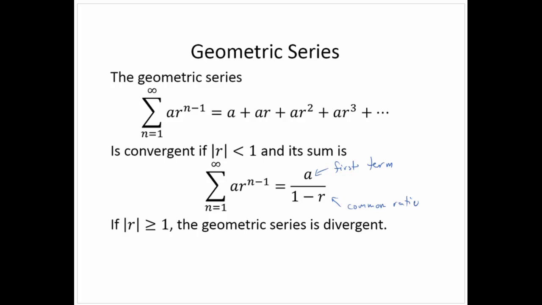So let's remember what some of this notation means. It's convergent if absolute r is less than 1. That means that r is between -1 and 1. Whereas here, absolute r is greater than 1. That means if r is less than or equal to -1, or r is greater than or equal to +1. All right, so the series converges if r is between -1 and 1, non-inclusive. If r is outside -1 or 1, this geometric series diverges.